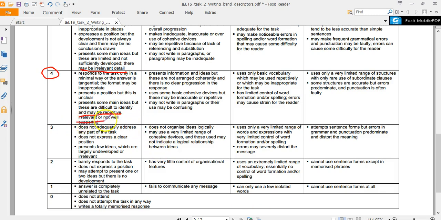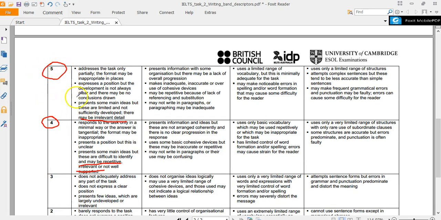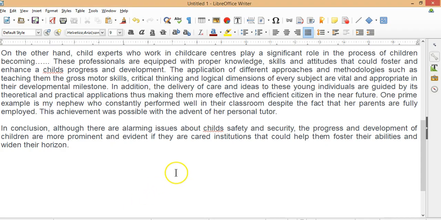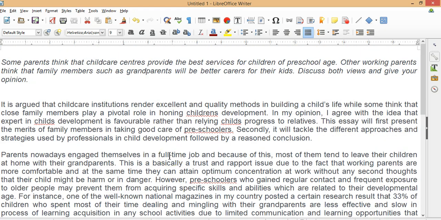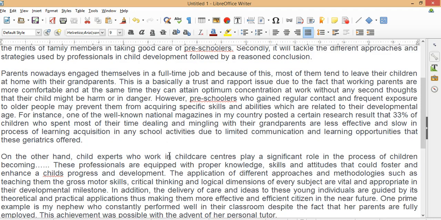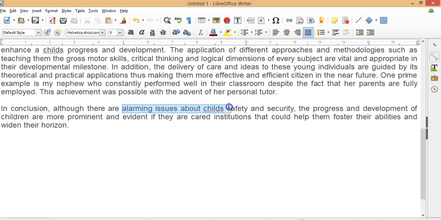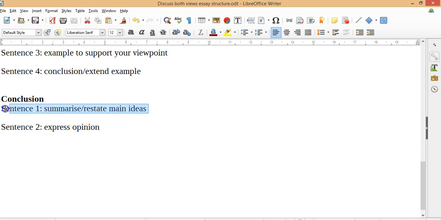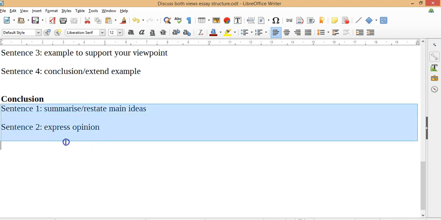And we can see what happens when you use irrelevant details. So let's have another look. So what's the conclusion? In conclusion, alarming issues. What alarming issues? You don't mention that. There's no mention of alarming issues in the rest of it. You're not supposed to be introducing new ideas. So, the progress and development of children were prominent and evident if a cared institution helped them foster. So, in a conclusion, what you're supposed to do is restate what you've said and express your opinion.